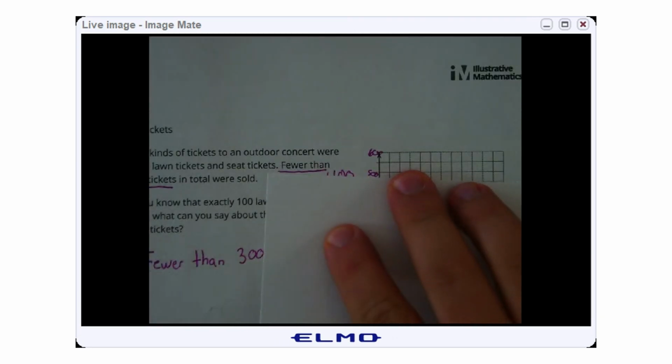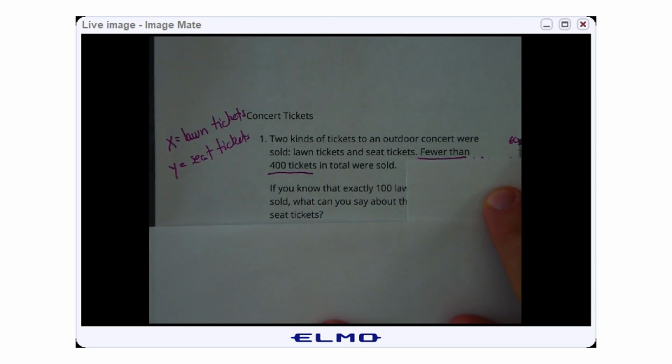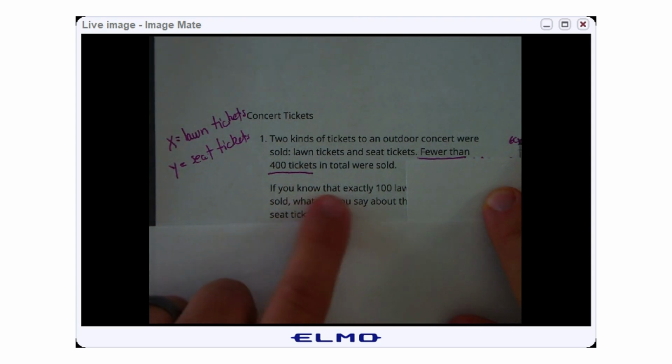So the next page. It says 2 kinds of tickets to an outdoor concert were sold, lawn tickets and seat tickets. And it says fewer than 400 tickets in total were sold. Again, I would underline that.